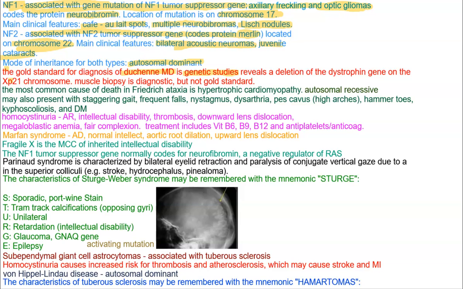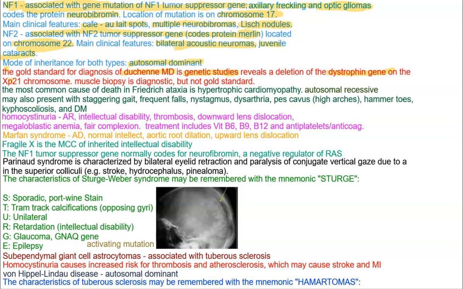Okay. So gold standard for a diagnosis of Duchenne muscular dystrophy is going to be genetic studies, which reveal the deletion of the dystrophin gene. So the dystrophin gene is getting deleted from chromosome Xp21. Muscle biopsy I know can also be thought of as a gold standard, but it's not the gold standard. So just remember that genetic studies are the gold standard and not muscle biopsy.